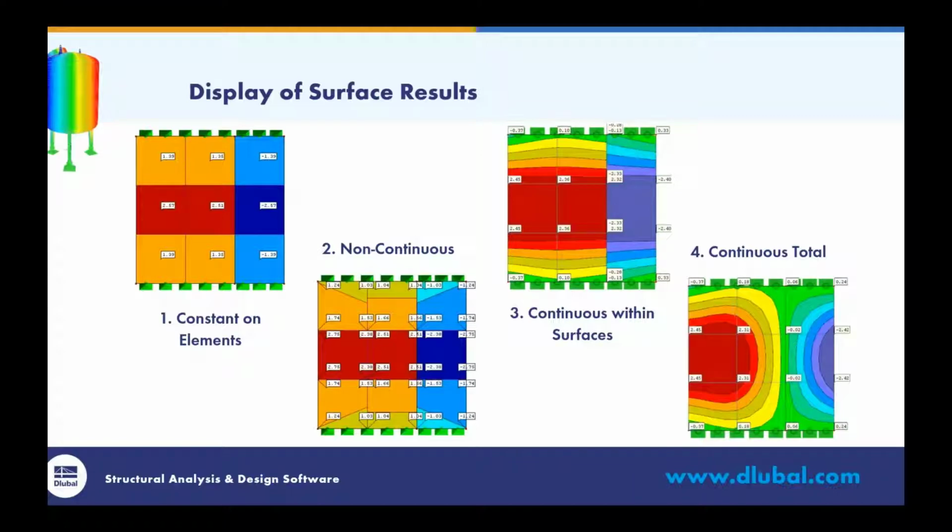Now, the fourth option here, continuous total, well, what this is going to do is use that smoothing algorithm to tie adjacent surfaces together here. So now you won't see this hard line between two surfaces, but rather the nice contour will fill between the two adjacent surfaces.